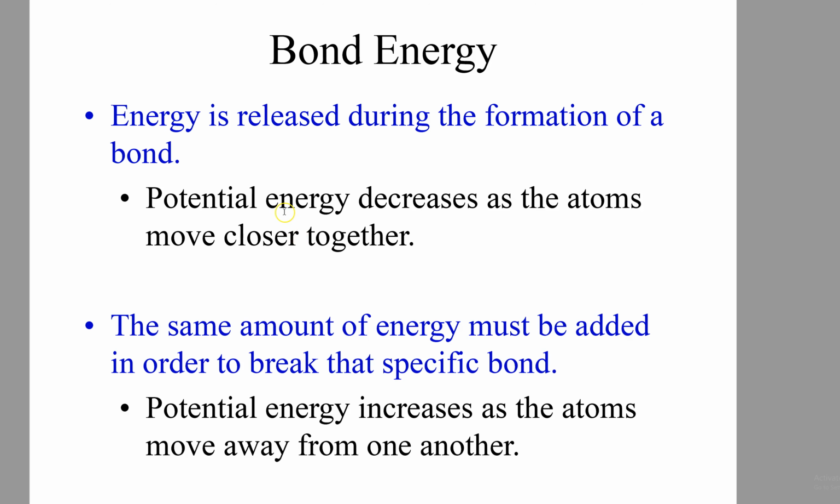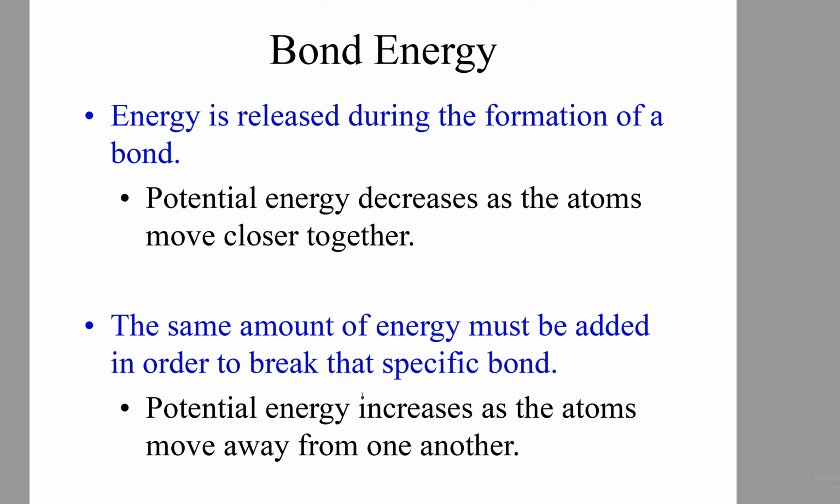Now, normally bonds release energy during the formation of a bond. So if I want to make a bond between something like C and H, I'm usually going to release energy. Potential energy decreases as the atoms move closer together. So as I get closer and closer, we're going to decrease that potential energy, because now they're already exerting a lot of force of attraction. However, the same amount of energy must be added in order to break that specific bond. So if I want to break a bond, I have to put some energy in.